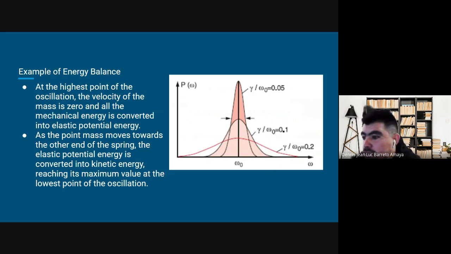As the point mass moves toward the other end of the spring, the elastic potential energy is converted into the kinetic energy, reaching the maximum value at the lowest point of the oscillation, at the point on the line X.